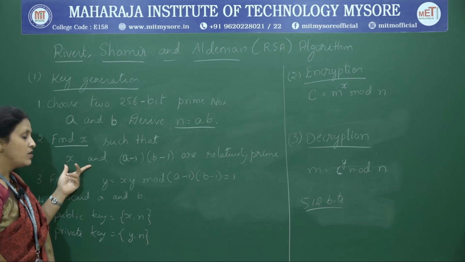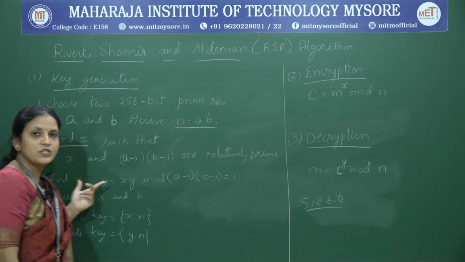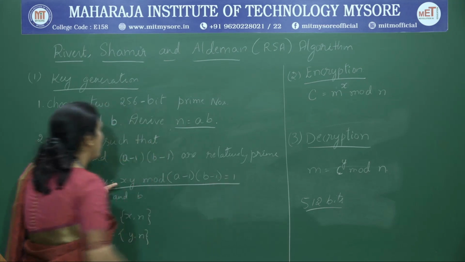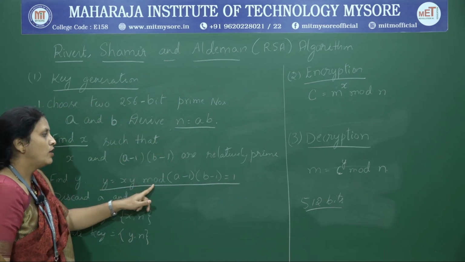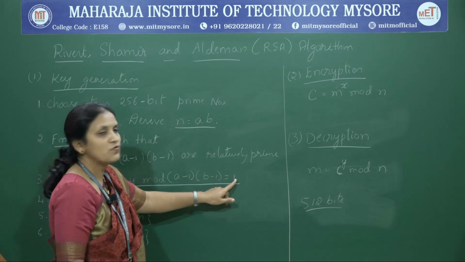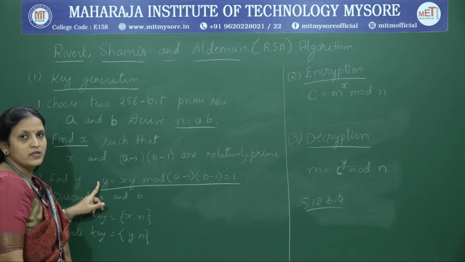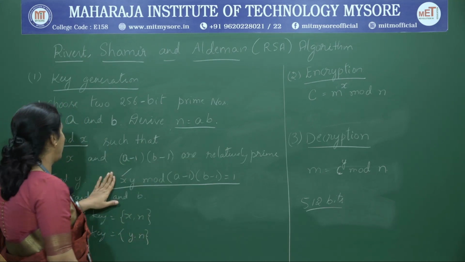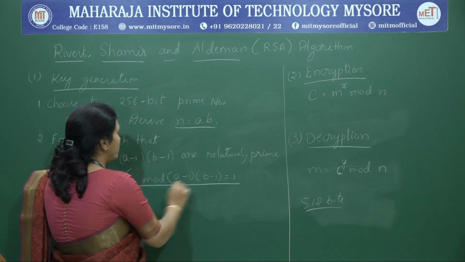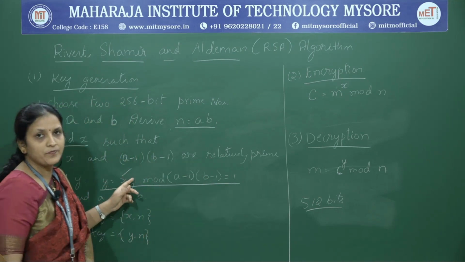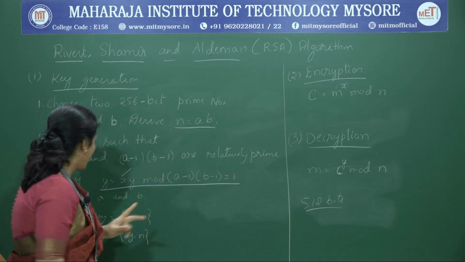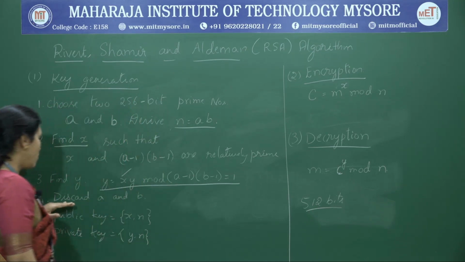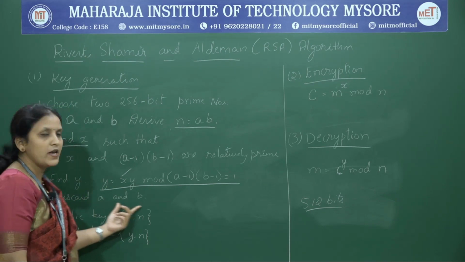After finding x, we calculate y, which is used as the secret key for decryption. Using the equation x y mod (A minus 1)(B minus 1) equals 1, y is calculated. Here we know the value of x, which we have just calculated, and we know A and B. So, using these values, we determine y. Now, we have x and y. Since we have both the keys, we discard the values A and B which we selected in the first step. That becomes our fourth step.